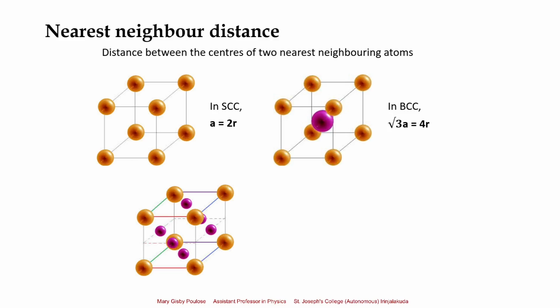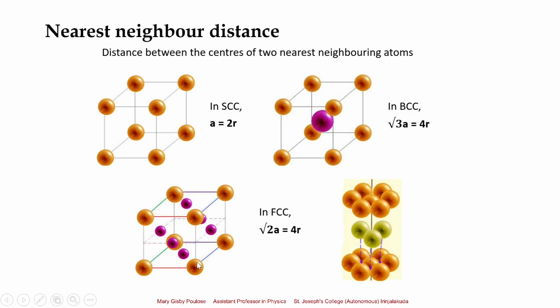Now, in the face-centered unit cell, the face center atom is in contact with the corner atoms. So, we can draw a diagonal on any face and get a relation between r and a. So, here in FCC, we have root 2 times a is equal to 4r. That is r plus 2r plus r. That is 4r is equal to the face diagonal root 2 a.